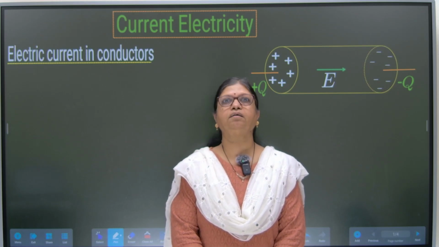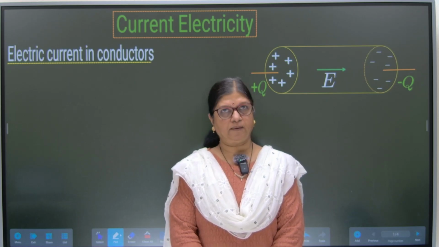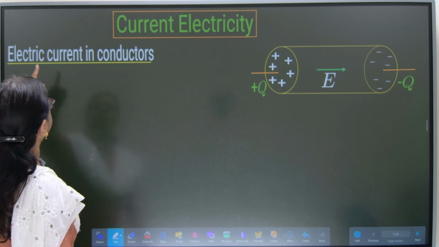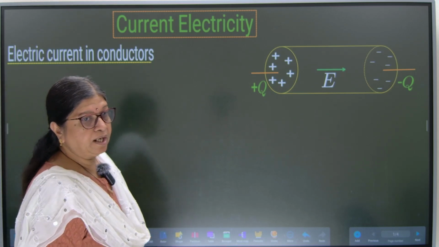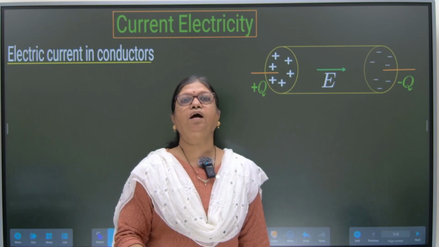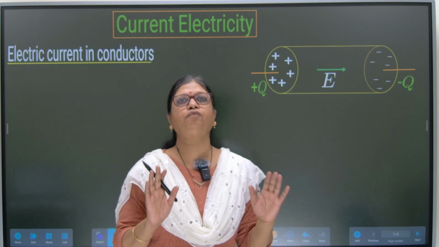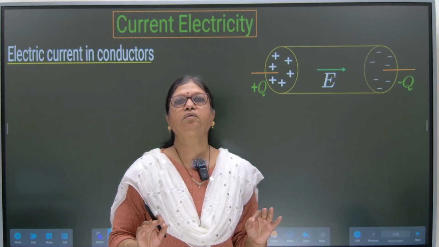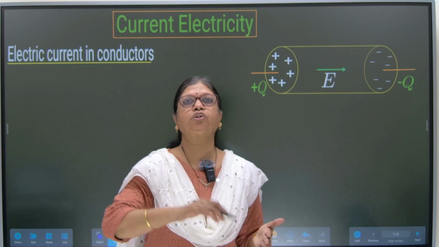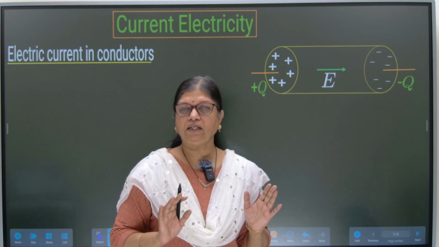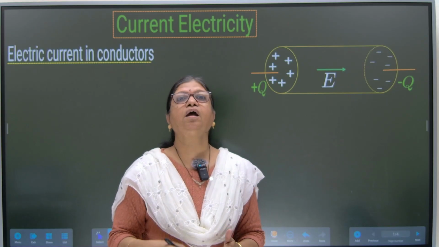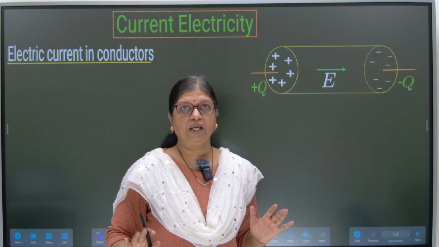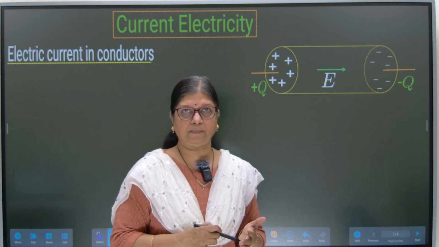So now we shall continue our chapter number 3, in which we are today discussing how electric current flows in a conductor. We have always learned in our earlier years that current flows through a conductor by the motion of the electrons, right? Now we have to understand how there is a continuous flow of the electrons in a conductor. That is the topic which we are talking about right now.